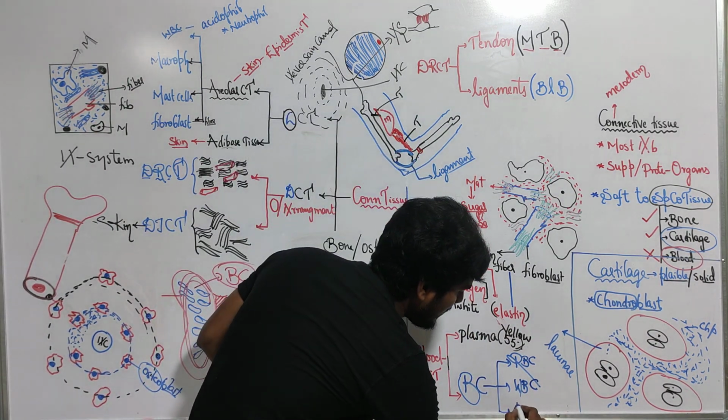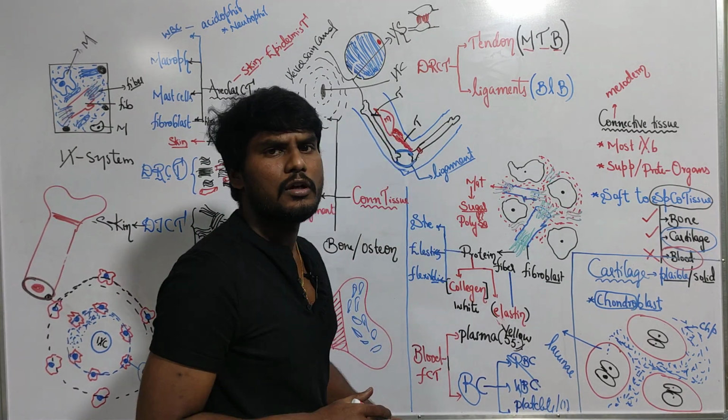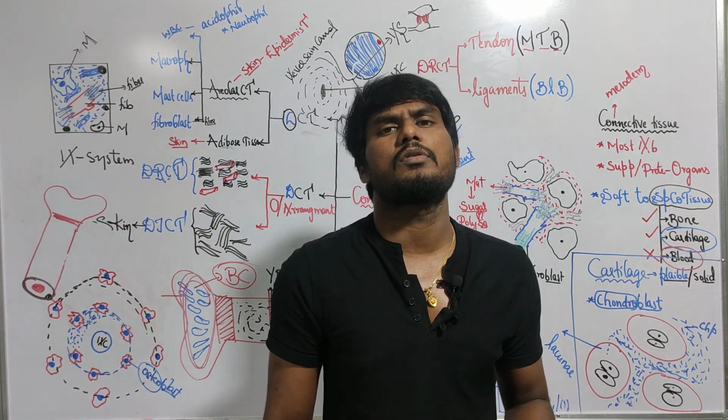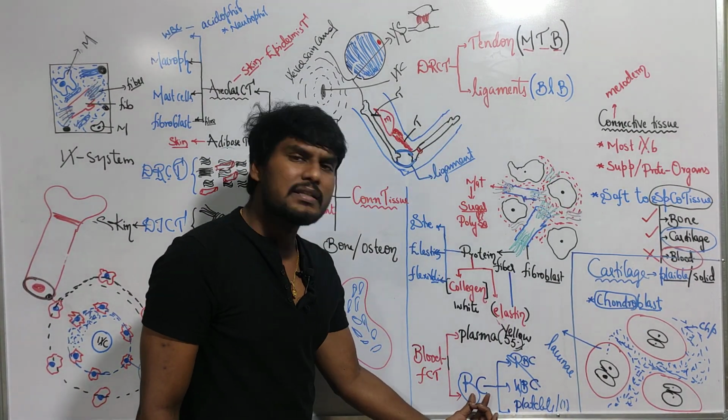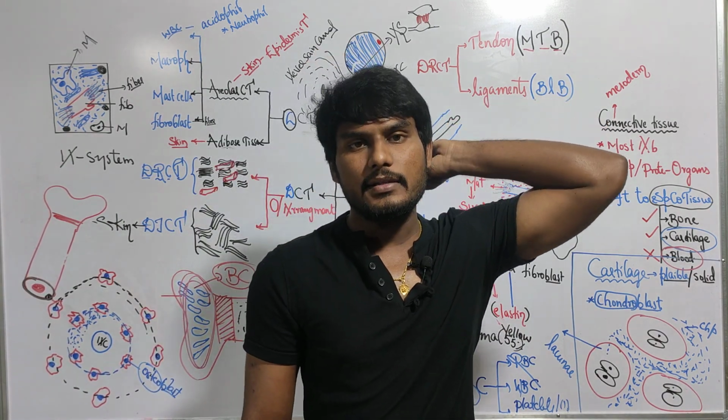And the last one is the platelets. Platelets are also called thrombocytes. RBC is also called erythrocyte. WBC is also called leukocyte. Regarding this, we will discuss deeply in human physiology, body fluids and circulation.